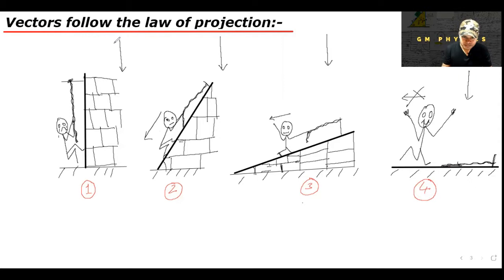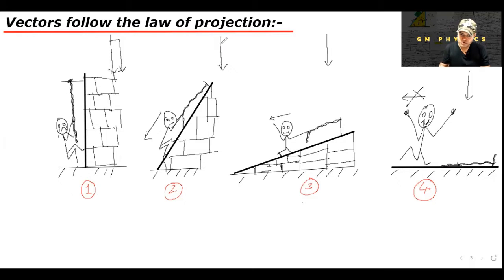Look here. In case number 1, assume this is the surface. I have drawn a line parallel to this surface and projected this force on the surface. So you get the same length arrow, means the same force is acting. That is the total force, the net total force acting on this person in case number 1.